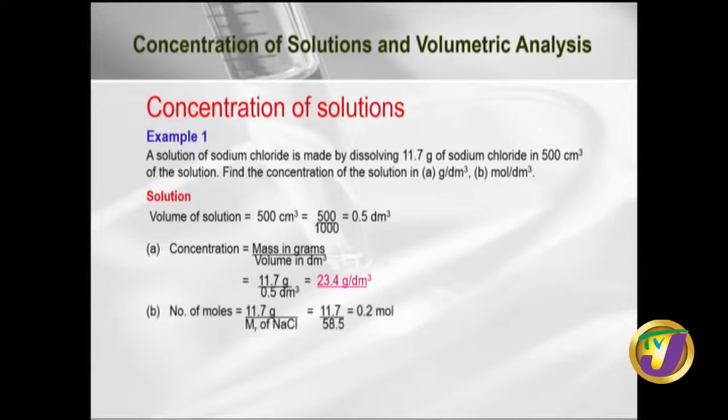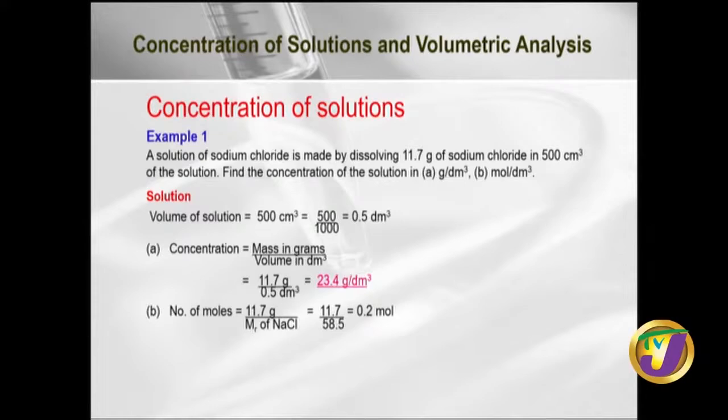All right? Now we're going to do B. B is asking us for moles per dm cube. When B is asking us for mole per dm cube, we notice that we only have grams. Now, if we have grams, we need the molar mass of sodium chloride. So how do we calculate molar mass again? That's right. We add the mass number of sodium, which is 23, plus chlorine, which is 35.5.